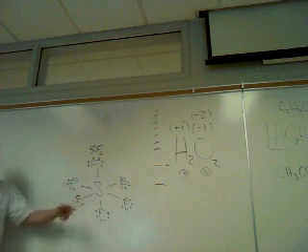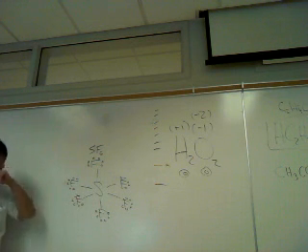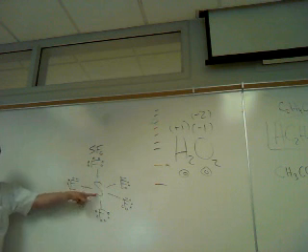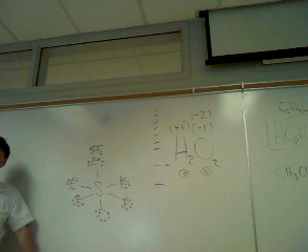How many valence electrons? Is this an octet? In the valence shell of sulfur, how many electrons do we have? 12. How can we fit 12 electrons in the valence shell of sulfur?